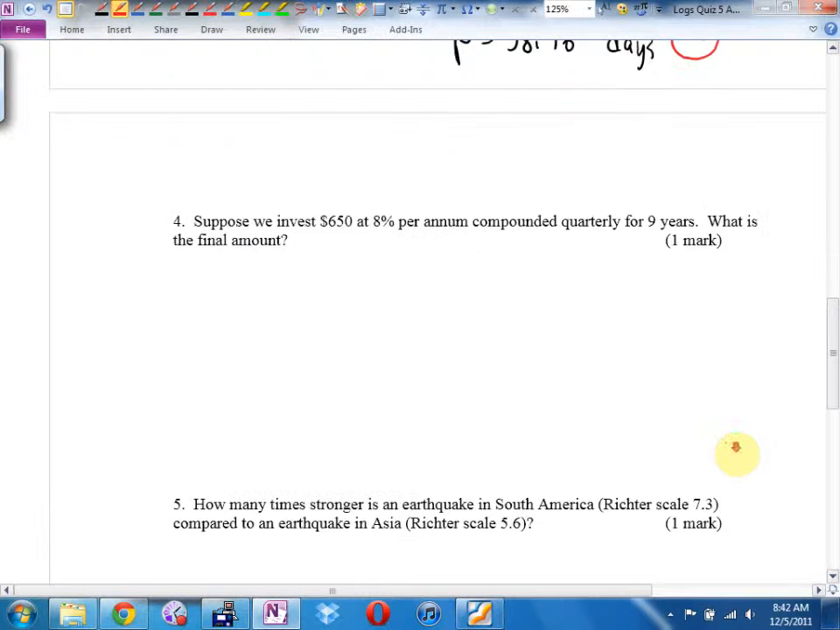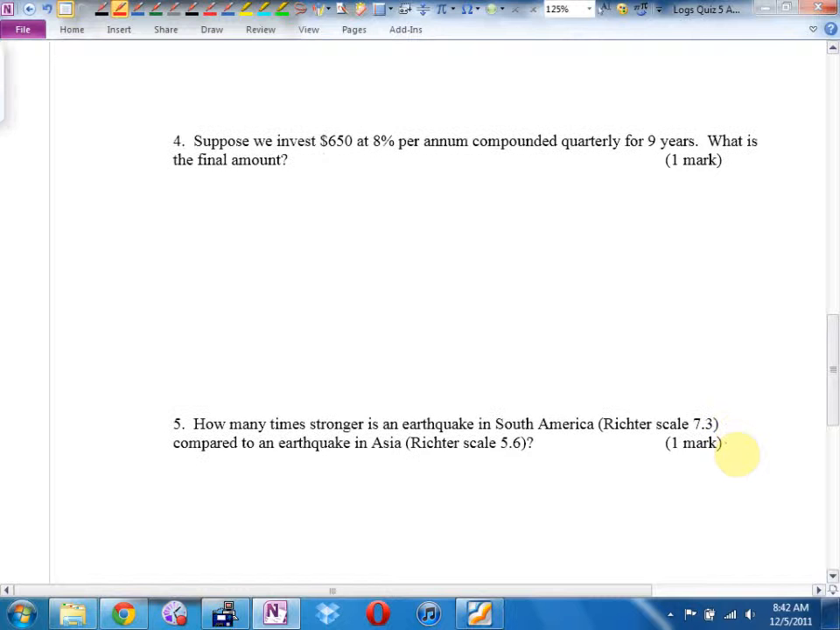Turn the page. Now we're doing compound interest. I did say this question was a bonus question.